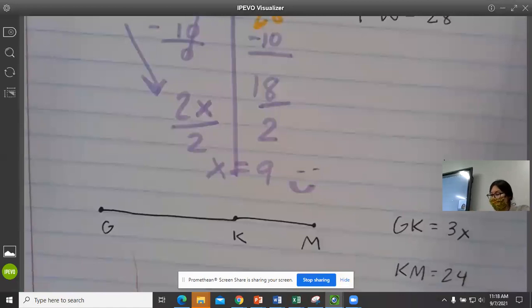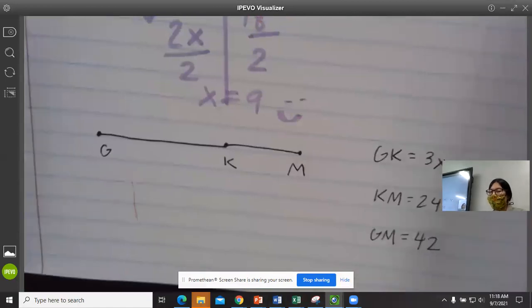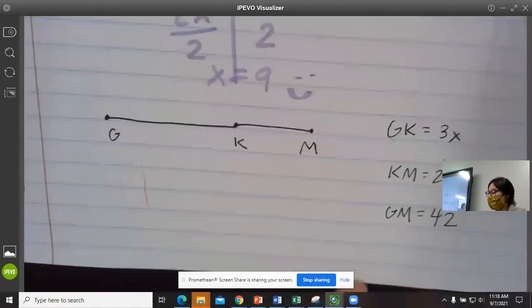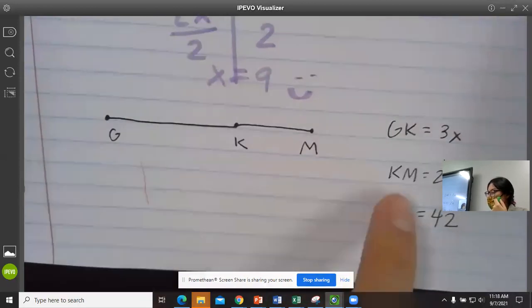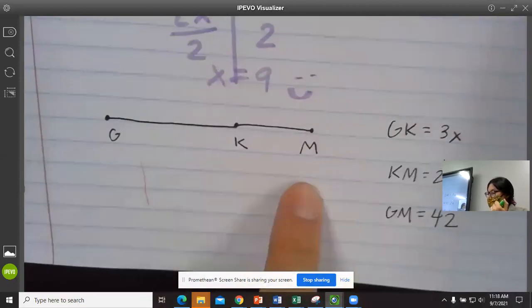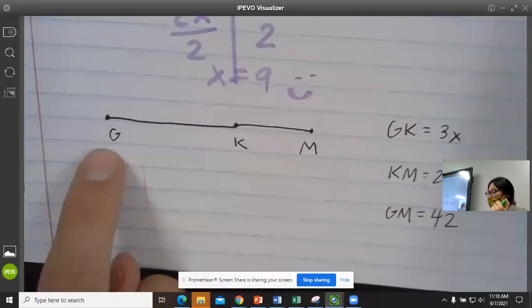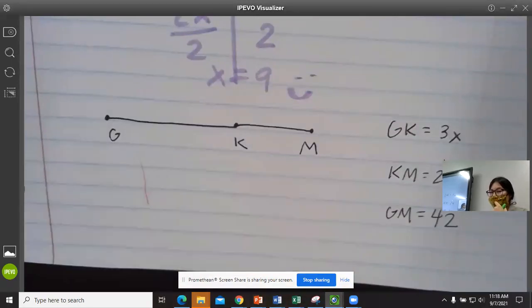All right, so same thing. Please go ahead and label. What's the last one? Sorry, 24. I mean 42. So you're gonna label from G to K, it's 3x. From K to M, it's 24. It's not to scale, and the entire thing is 42.